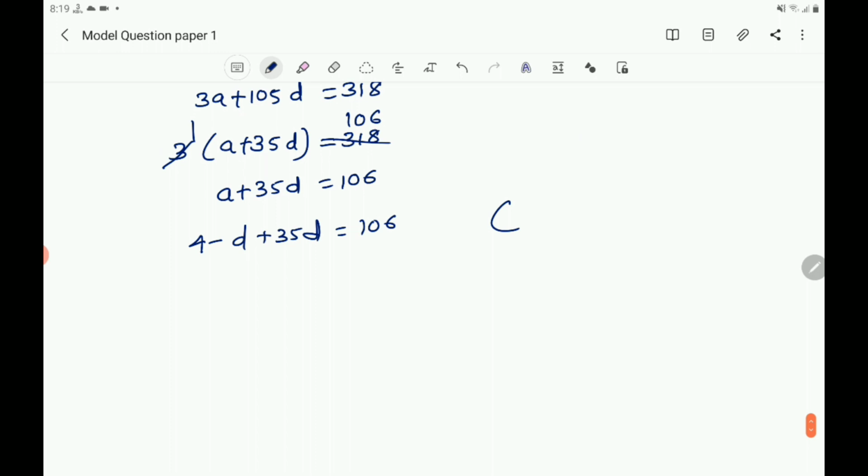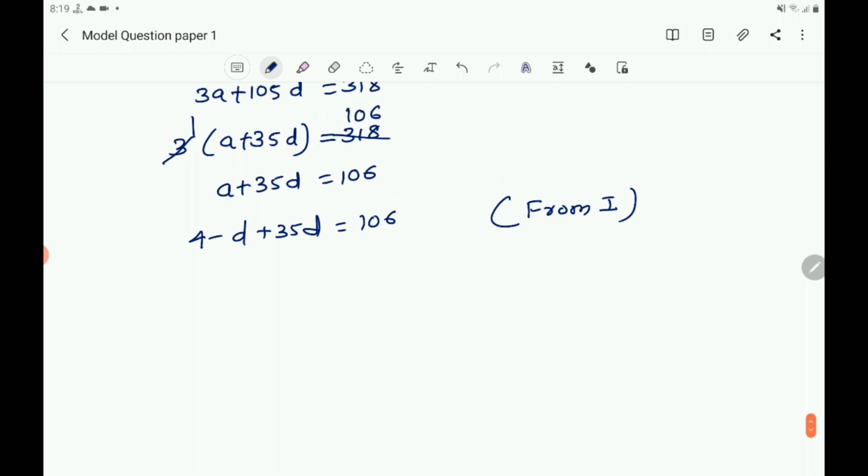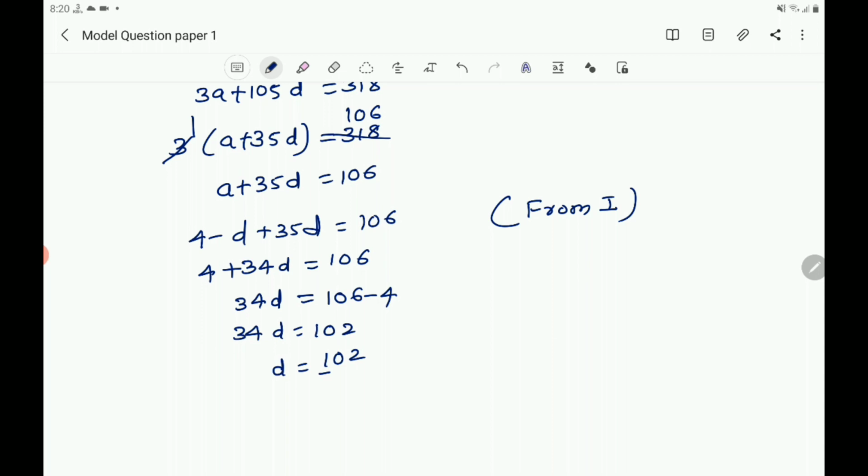Then here you give the reason, from first. Then it becomes 4 minus D plus 35D, which is 35 minus 1, that is 34D equals 106. Now in 34D, you transfer this 4 to RHS, that becomes 106 minus 4. So you will get 34D equals 106 minus 4, which is 102. And then D is equal to 102 by 34.